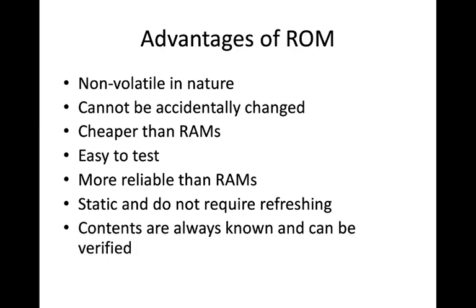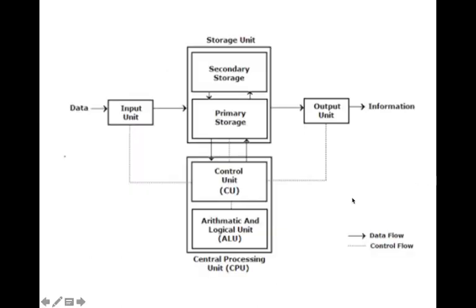Contents are always known and can be verified. All the contents are known and can be easily verified, because the manufacturer usually codes everything and it will be given to you. So this is all about the storage unit. We have seen primary storage, then we have secondary storage, that is hard disk, all these things will be there.